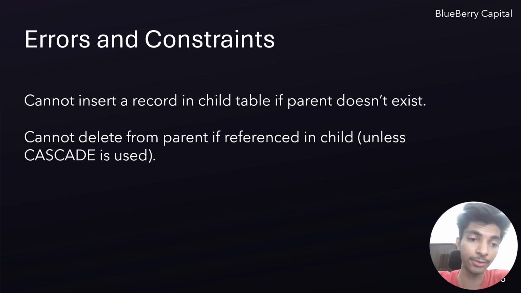And then we come to the crux of this PPT, errors and constraints. You cannot insert a record in a child table if the parent does not exist, because you cannot reference something which does not exist, right? You cannot point to a void place. A primary key should exist so that a foreign key can reference and point to that primary key. And also you cannot delete from a parent if it is referenced in a child. So unless cascade is used, you cannot delete a parent if a child references the parent. So that is not possible.